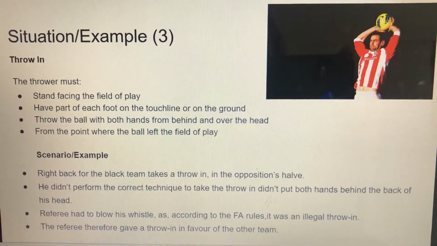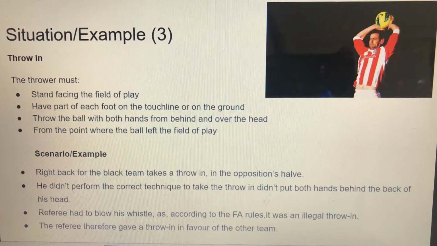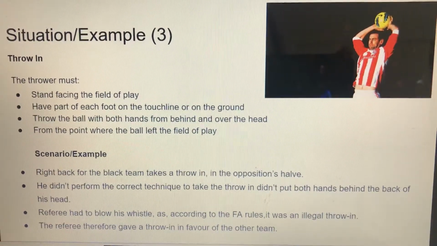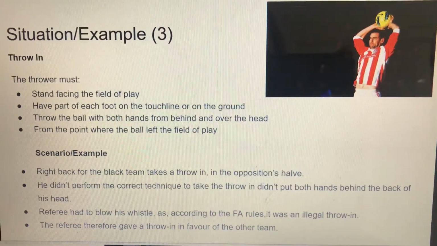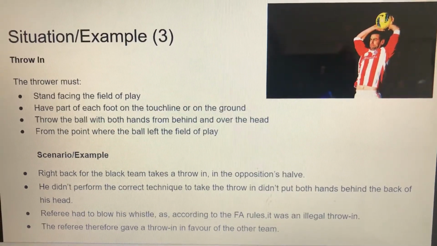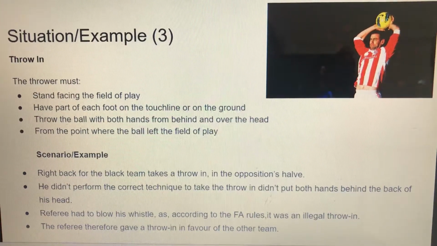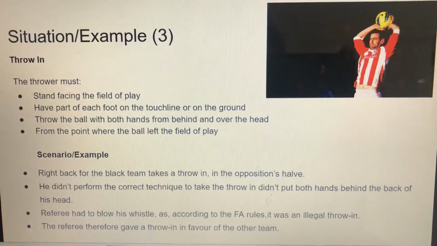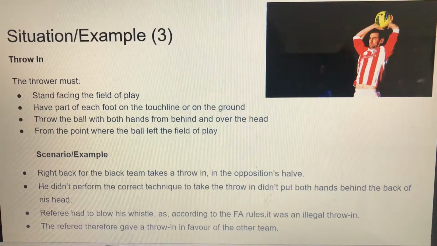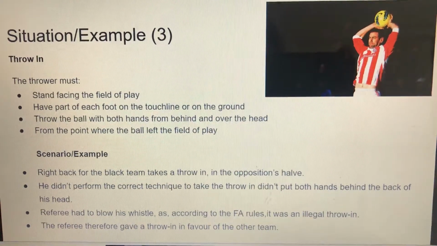The throw-in. A throw-in is awarded to the opponents of the player who last touched the ball when the whole of the ball passes over the touchline, on the ground or in the air. The procedure. At the moment of delivering the ball, the thrower must stand facing the field of play, have part of each foot on the touchline or on the ground outside the touchline, and throw the ball with both hands from behind and over the head from the point where it left the field of play.